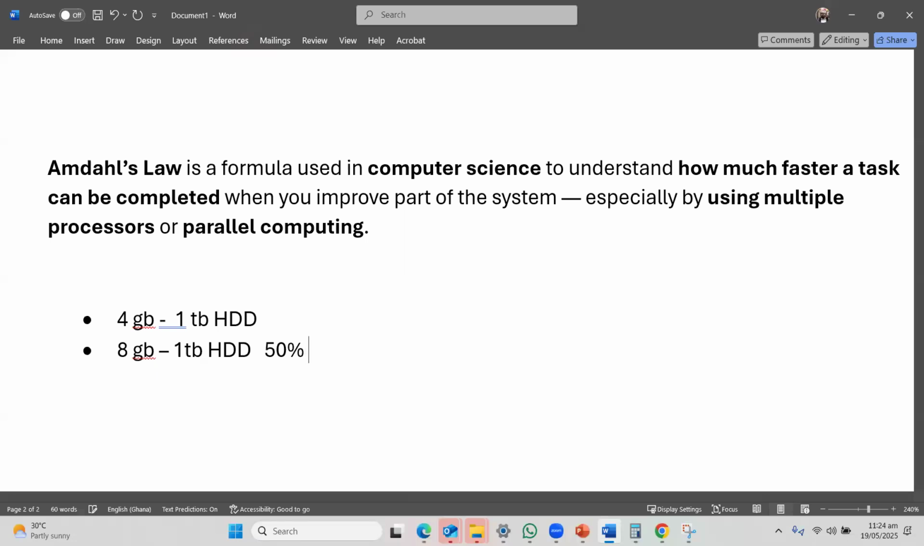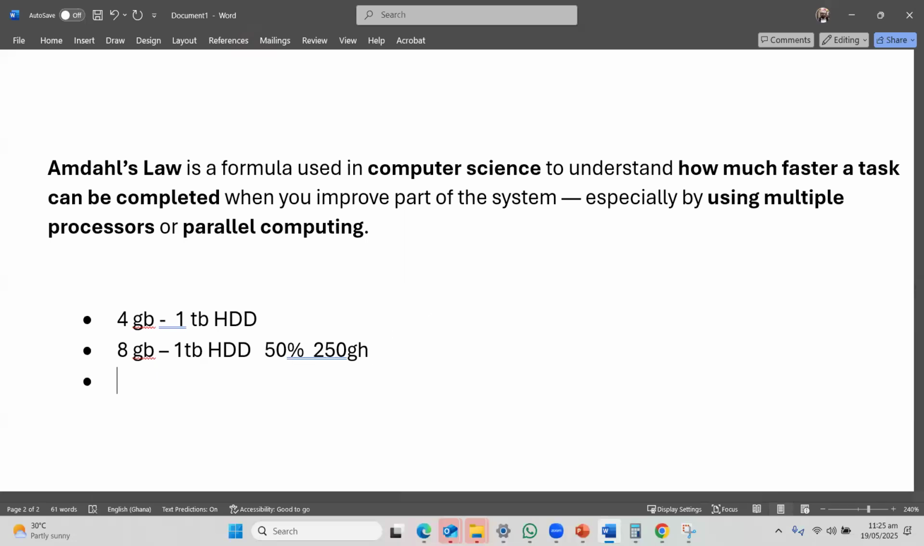But if, let's say, for me to add a 4 gig to this, the 4 gig will cost me, let's say, 250 Ghana cedis. Is it a good idea to spend 250 Ghana cedis if my computer will only improve by 50%? Oh, 250, 50% is okay.